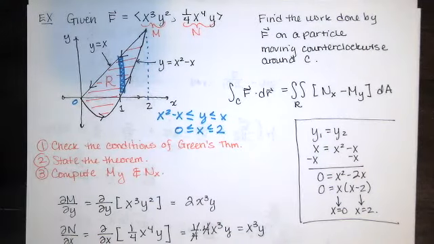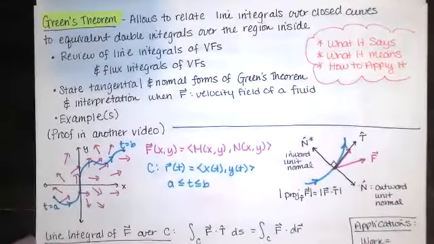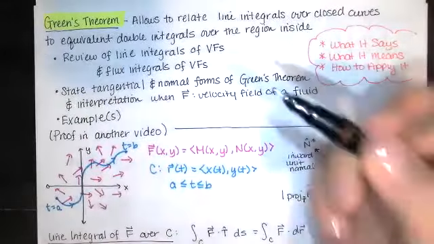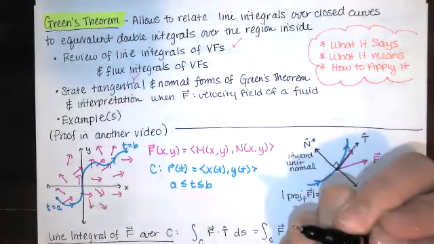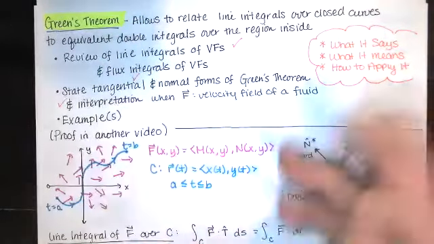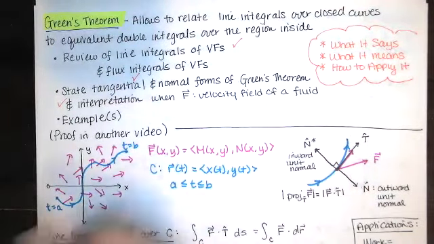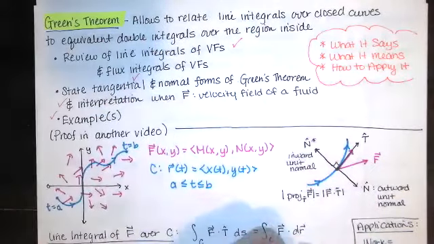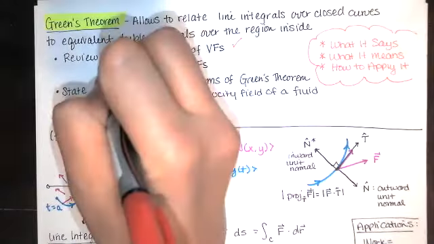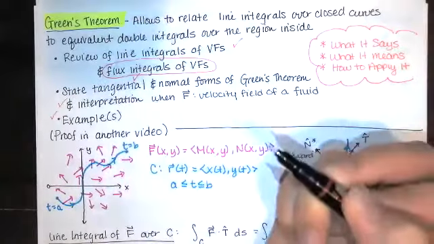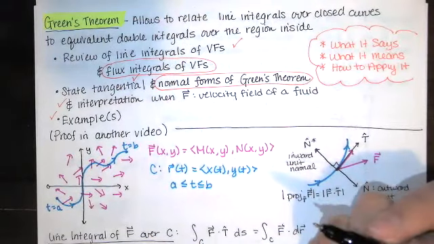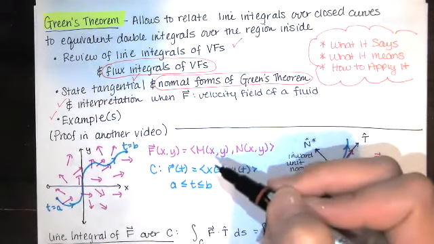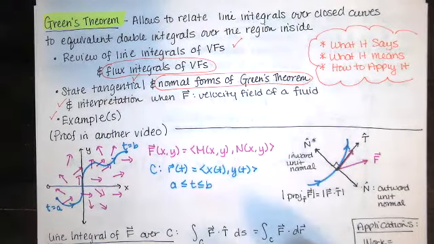So we started this video here, and we reviewed line integrals, and we stated the tangential form of Green's theorem and interpreted it when F was the velocity of some fluid, and then we did a couple of examples. In the next video, we're going to look at flux integrals and the equivalent normal form of Green's theorem, and then we'll interpret those and do some examples as well.